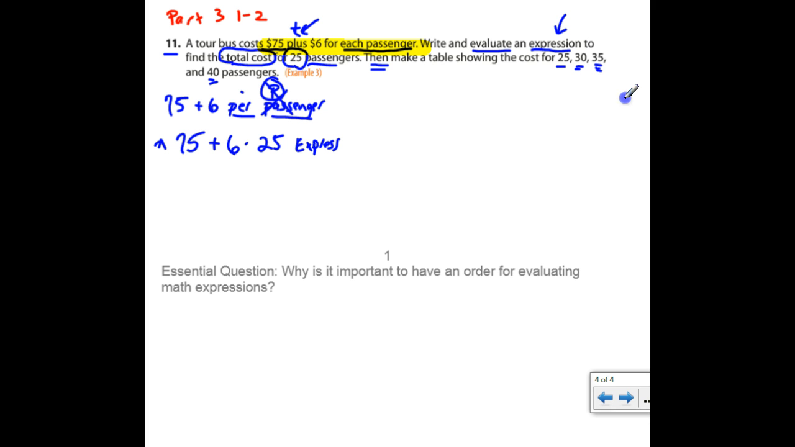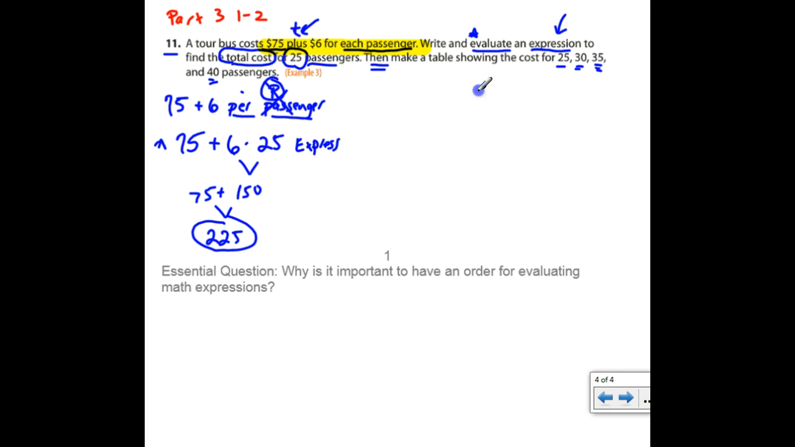Okay, and then it said evaluate. Well, it's not evaluated, is it? It's not yet a number, and we have to turn it into one number. And you have to follow the order of operations. There's so much to remember. I know, but that's why I'm here. 6 times 25. Let's work that out because you have to multiply before you add. That's 150. Then you add that 75 on later. 75 plus 150, we add that together. It's $225 for 25 passengers.